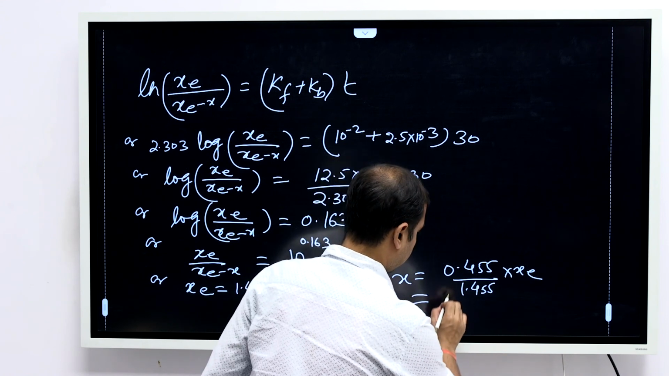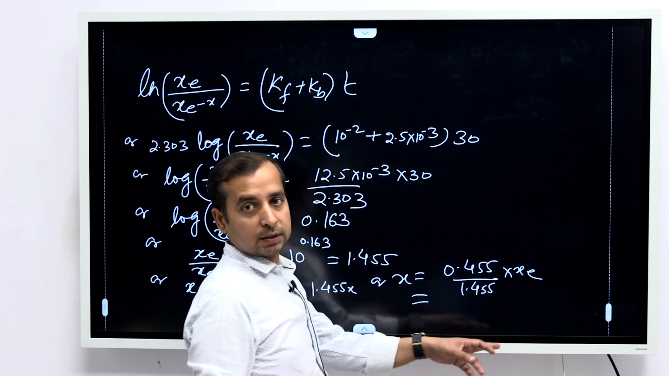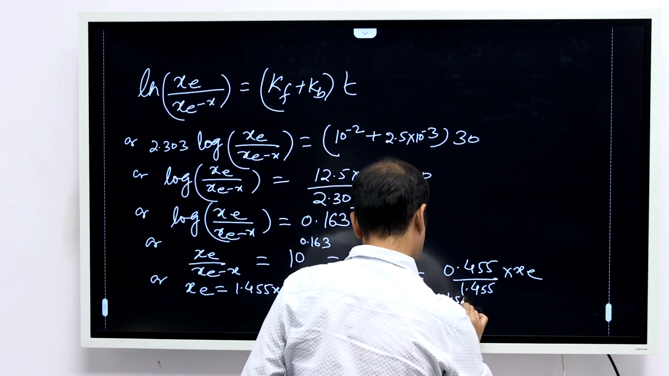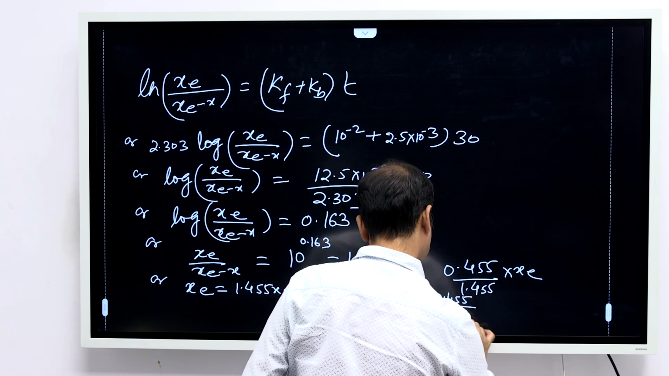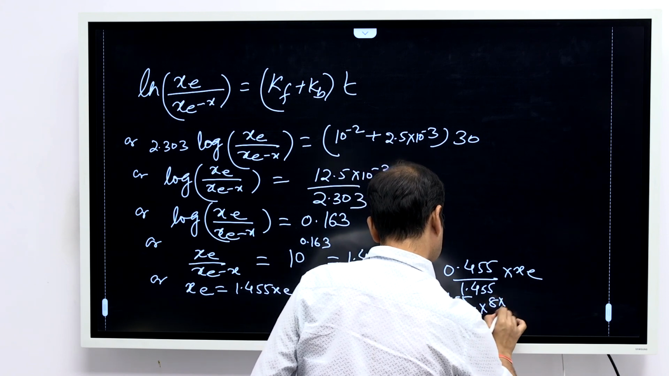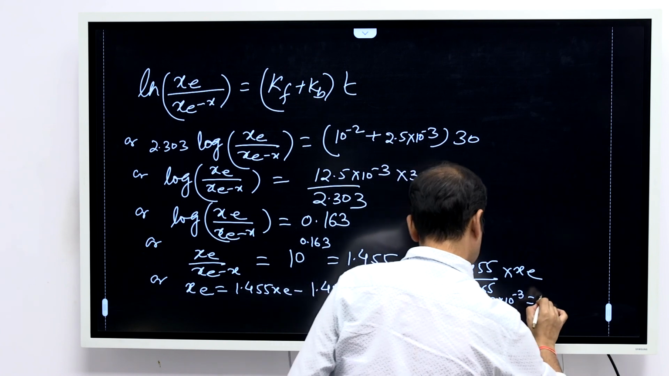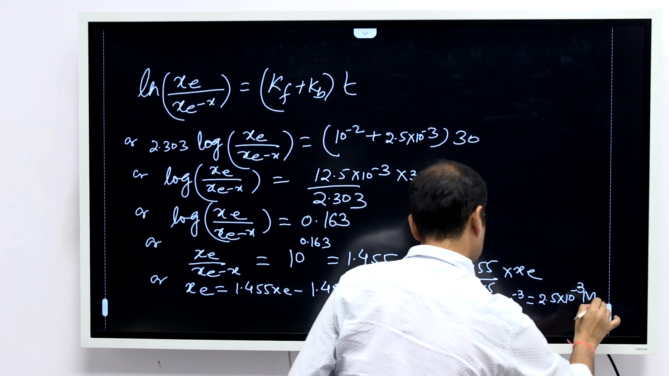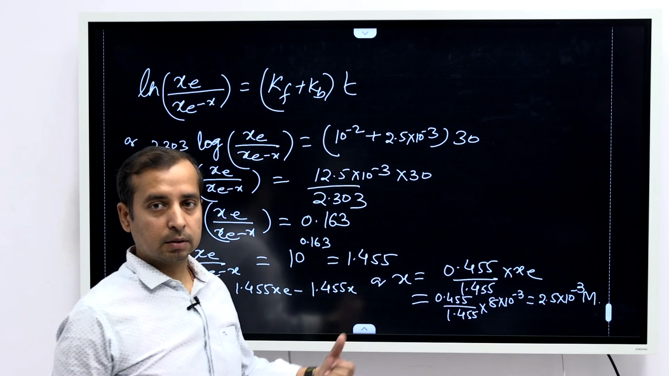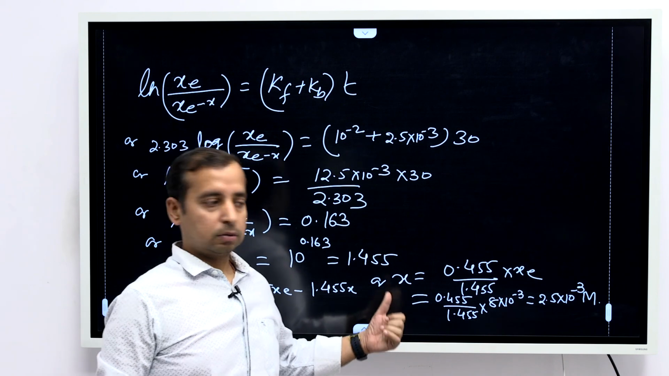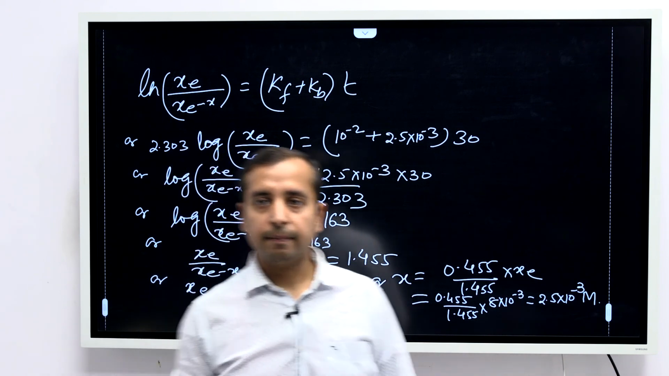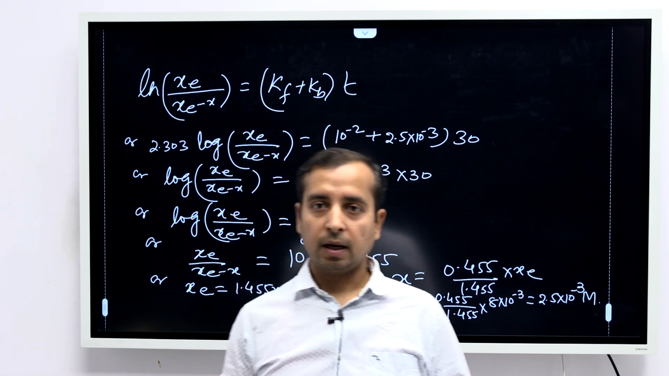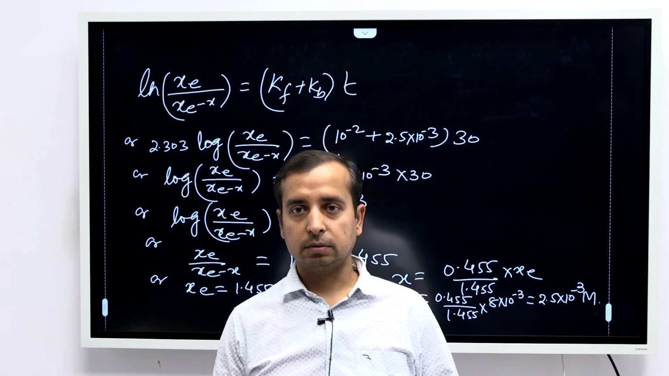So when we put the value of Xe, which is 8 into 10 to the power minus 3, 0.455 by 1.455 into 8 into 10 to the power minus 3, we get 2.5 into 10 to the power minus 3 molar. So we have solved our second question also. So in this lecture we have done the kinetics of reversible first order reaction and we have solved two problems. So that's all for today.